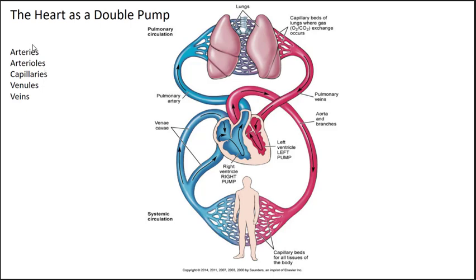So you can see then that arteries and arterioles, as well as the arterial end of the capillaries, carry oxygenated blood, whereas the venous end of the capillaries, the venules and the veins, carry deoxygenated blood.